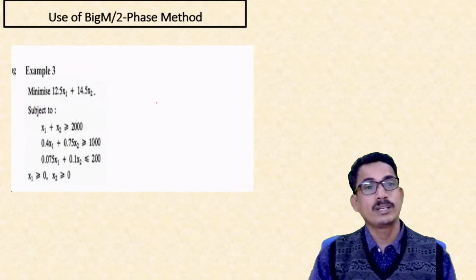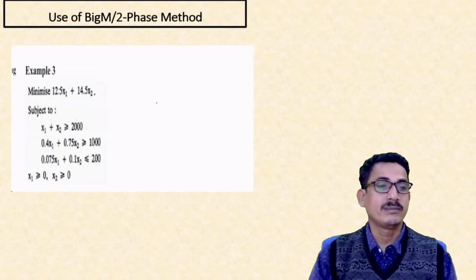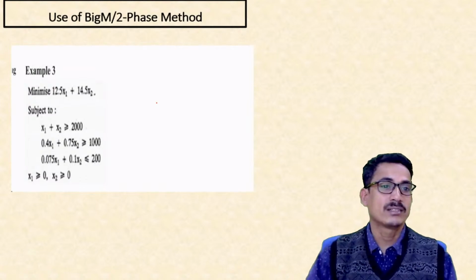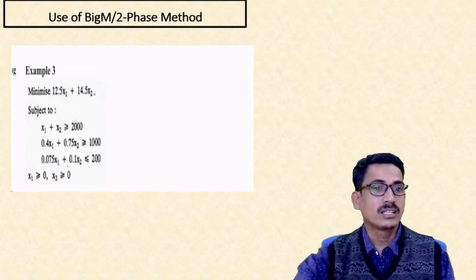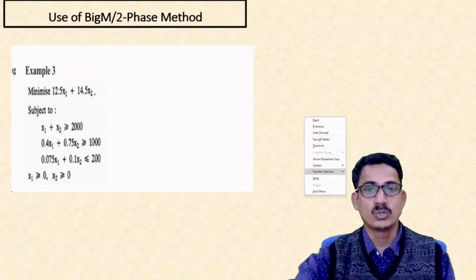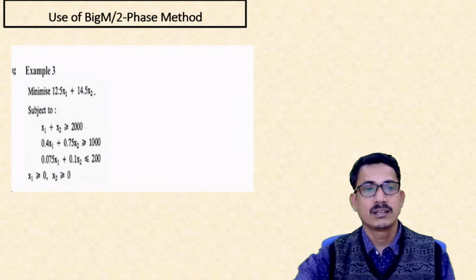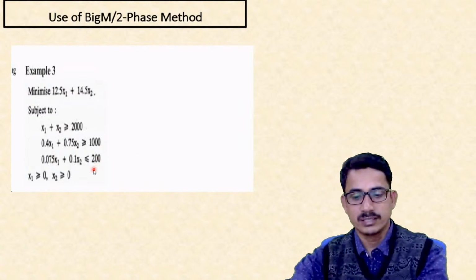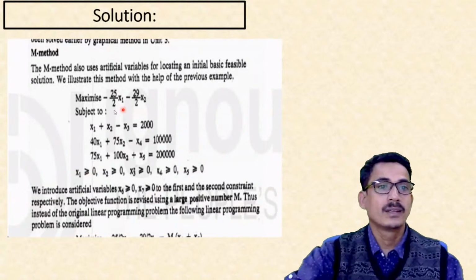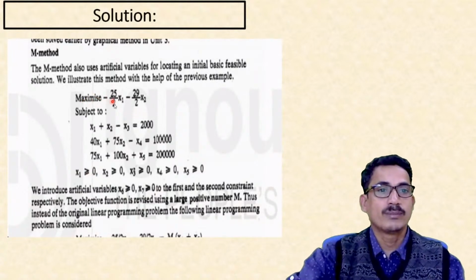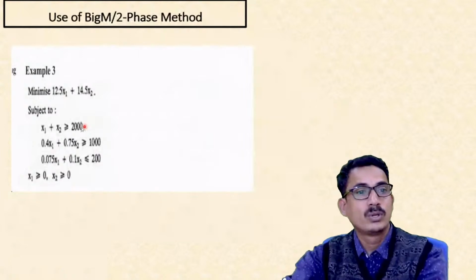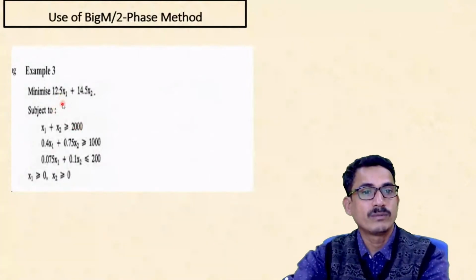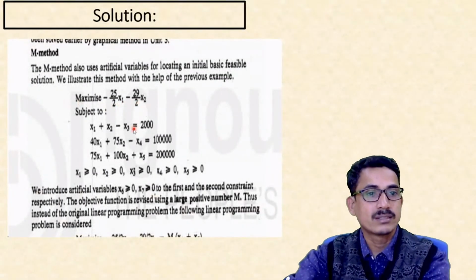Similarly, if you convert max to min, again the sign changes. Negative becomes positive, positive becomes negative. Whereas for the subject to constraints, no change happens. No change will occur there, only in the objective function. Let us see it. It has converted to maximize form. So minus 12.5 means what? 25 by 2 x1, like this.